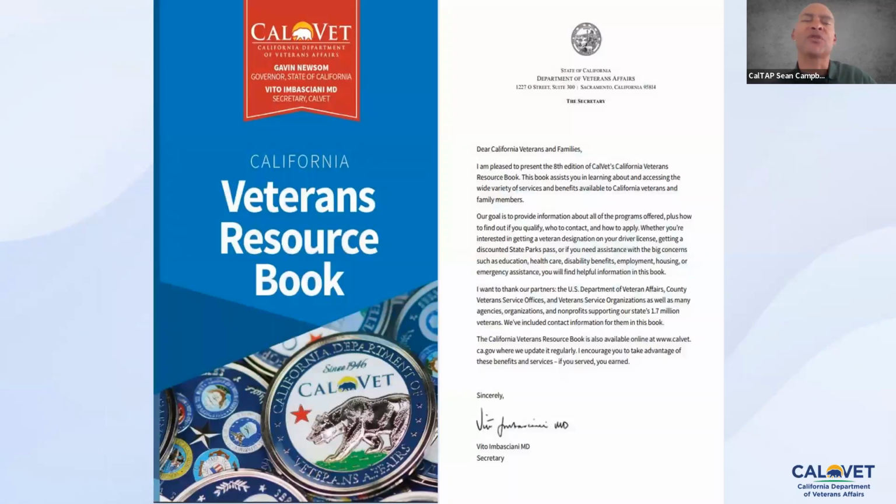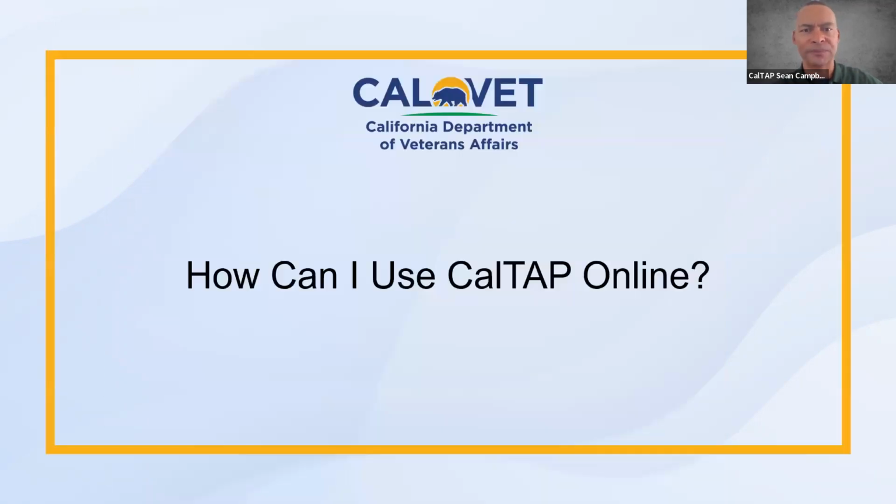This is the Veteran Resource Book. It is what a lot of my teammates call a bucket of benefits. There's a lot of great information in this, and my teammate is going to drop a link in the chat so you can get a copy of this as well. This is one of those tools that's really going to help you navigate through all of the benefits that you and your families have earned.